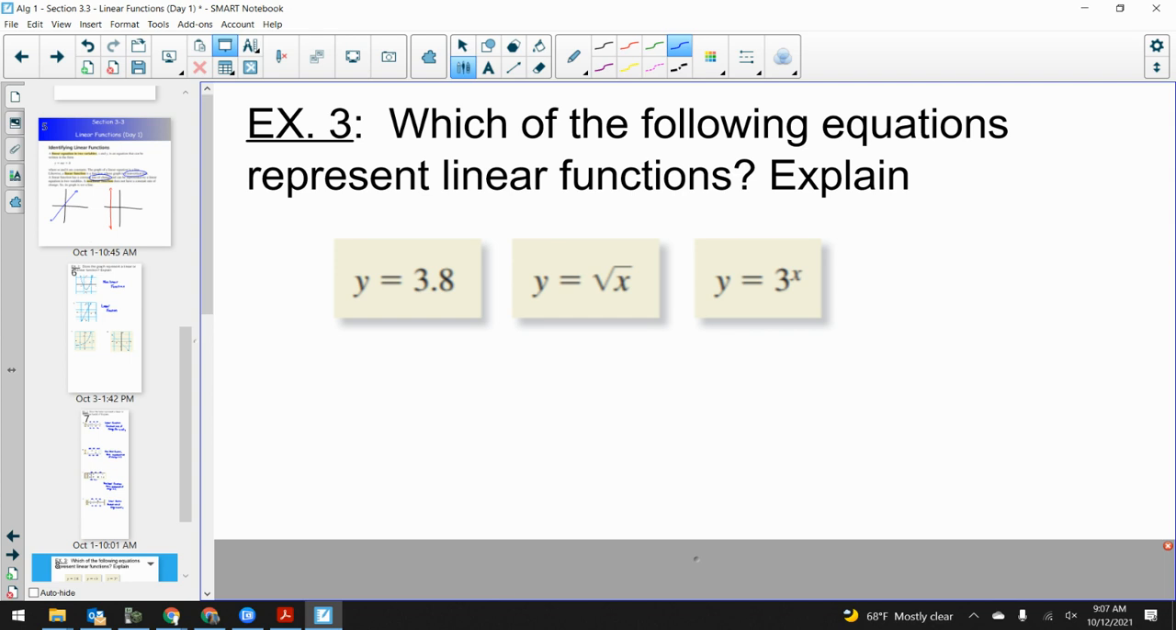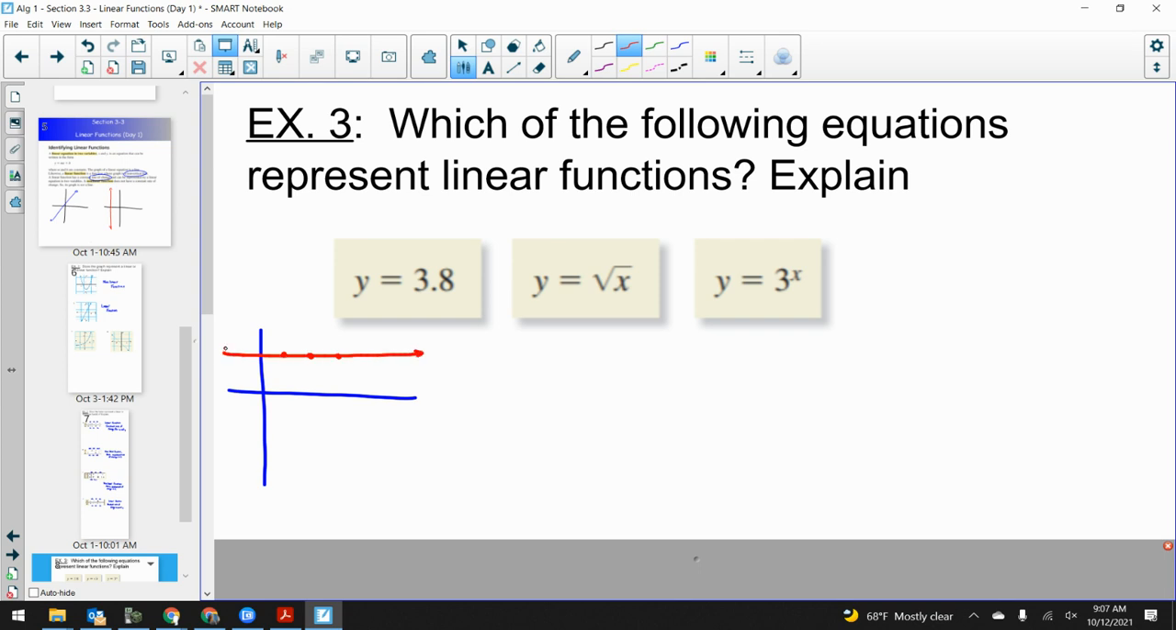But what happens if it's not even there? Like y is equal to 3.8. Let's take a look at our first one here. Y is equal to 3.8. Is that linear? Well, let's examine it. No matter what the x value is, the y value is 3.8, right? That's what my equation is telling me. If x is 1, y is 3.8. If x is 2, y is 3.8. If x is 3, y is 3.8. What type of line am I making?